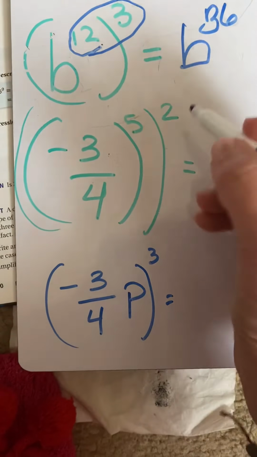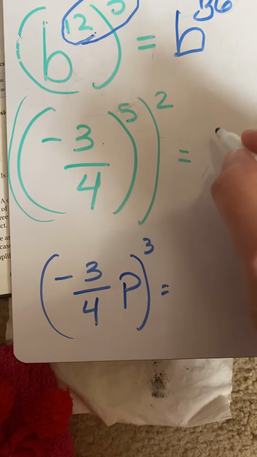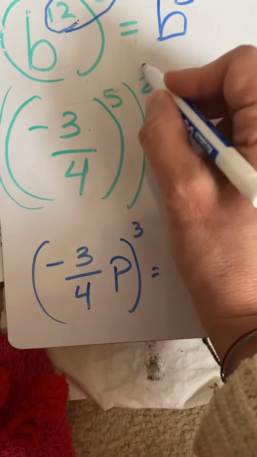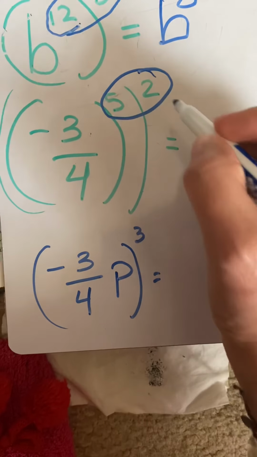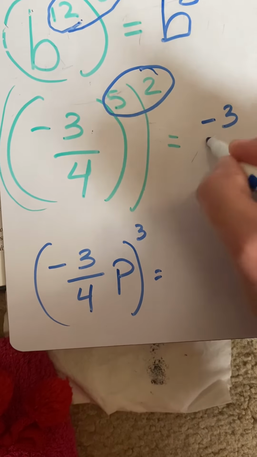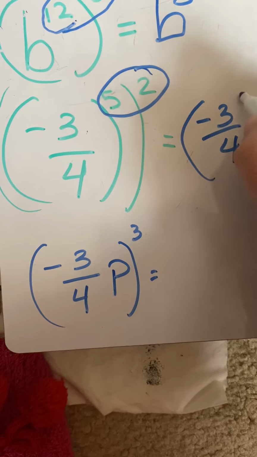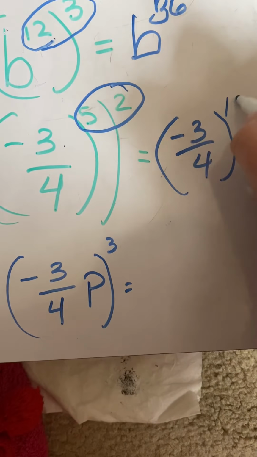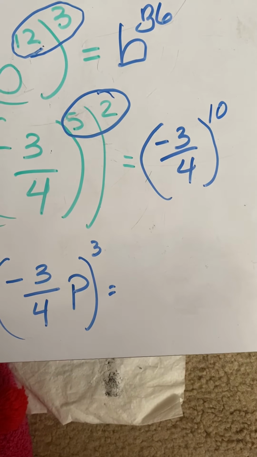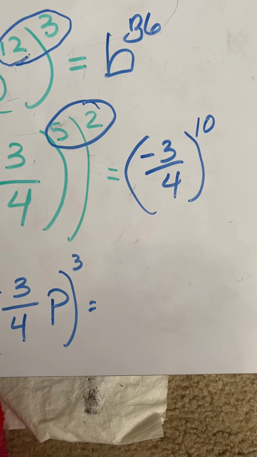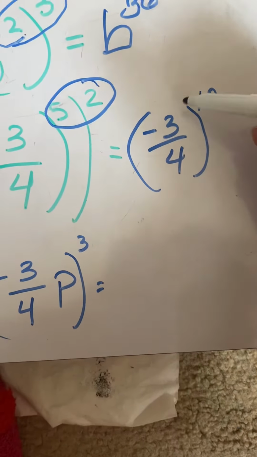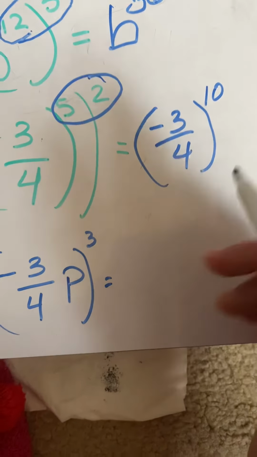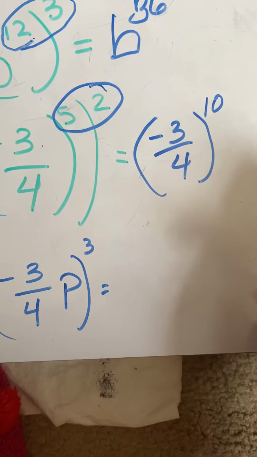Okay, the next one. When you have it as a fraction, make sure when you type it in the computer, I'm going to show you how to type it in. You're going to multiply. I'm going to write 3/4. You must put parentheses around it. Okay, 5 times 2 is 10. So make sure when you write your answer in the computer, you put parentheses around it because you want each number to go to the 10th power. If you don't put parentheses, the answer is going to be marked wrong.